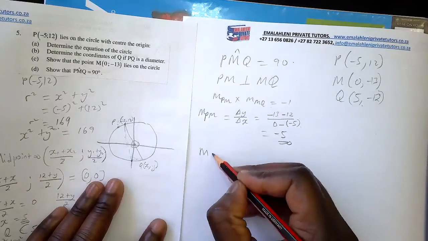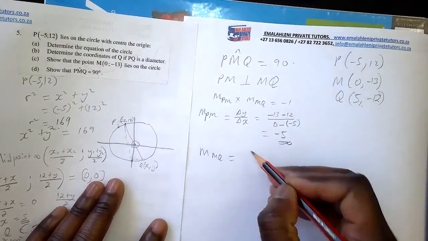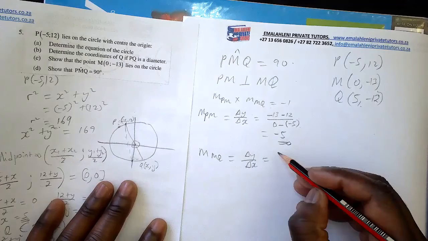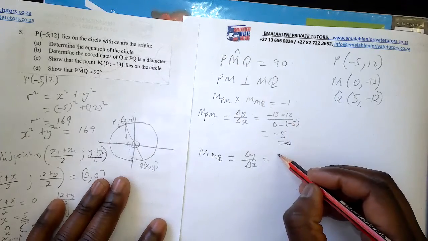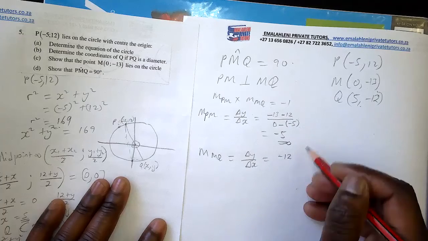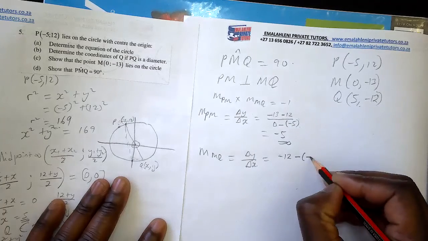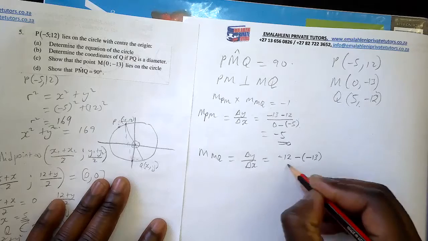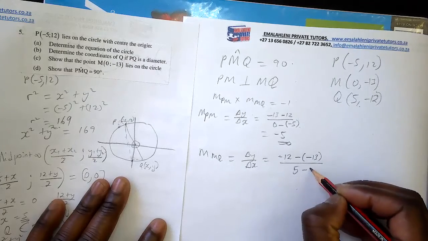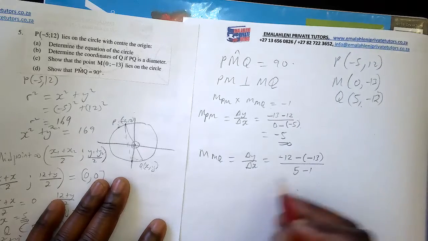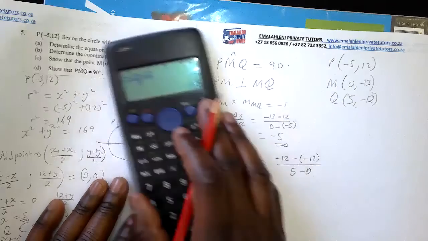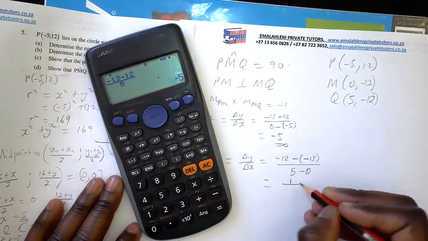What about MQ? What do we get for that gradient? Change in Y over change in X. For MQ, we're going to say -12 minus -13, over 5 minus 0. -12 plus 13, we get 1. So we get 1 over 5.